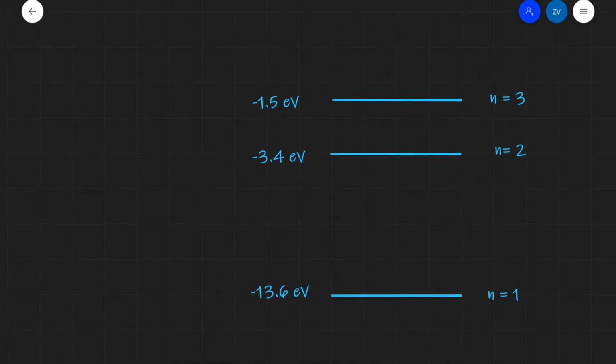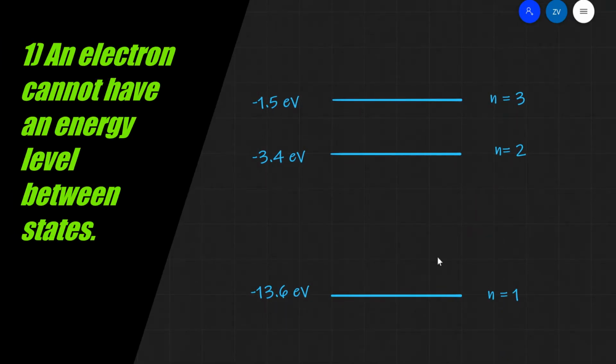Now the first rule is that an electron cannot have a level which is in between energy levels, and this is really important. It's one of the cornerstones of quantum mechanics, but only certain energy levels are allowed.